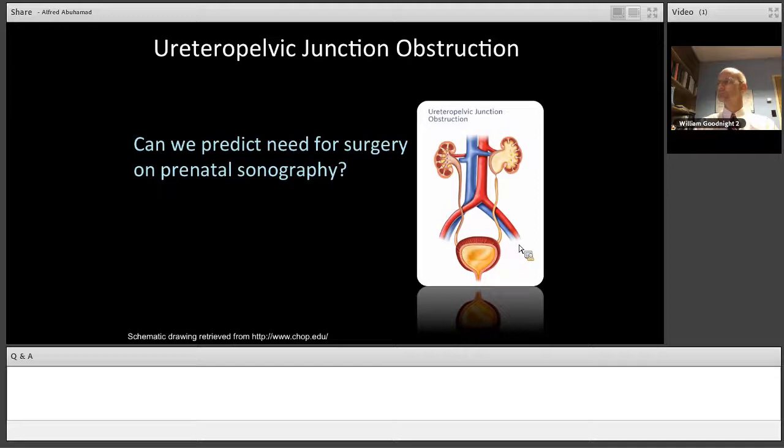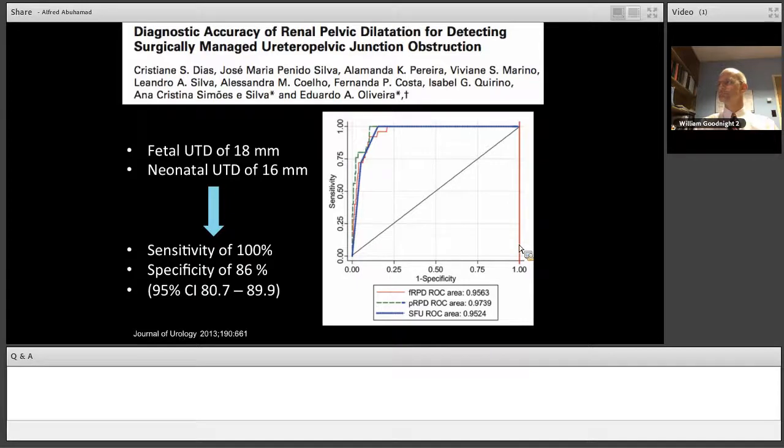Now, could we predict the need for surgery on prenatal sonography? Well, the answer is yes if you go to the extremes. For instance, studies have shown, and this is a nice study that I like because they looked at different cutoffs, that if the fetal urinary tract dilation is 18 millimeters or greater, or if the neonatal ultrasound shows a 16 millimeter or greater dilation, that has about 100% sensitivity to predict postnatal surgery.